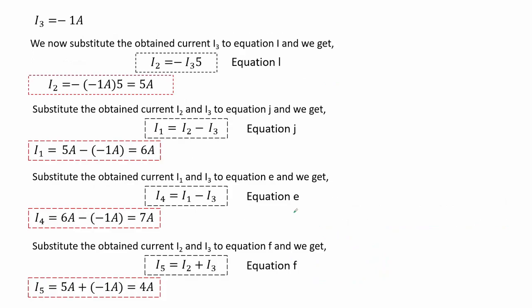We now substitute the obtained current I3 into equation I and we get I2. Similarly, we substitute the obtained currents I2 and I3 into equation J and we get I1. We also do the same for equations E and F and we get the currents I4 and I5.